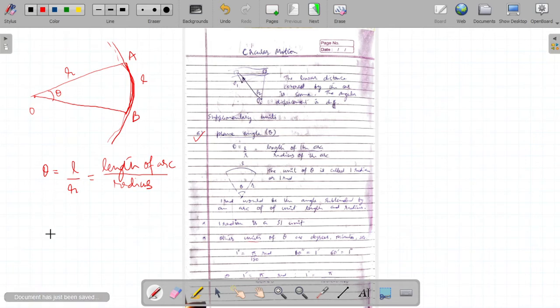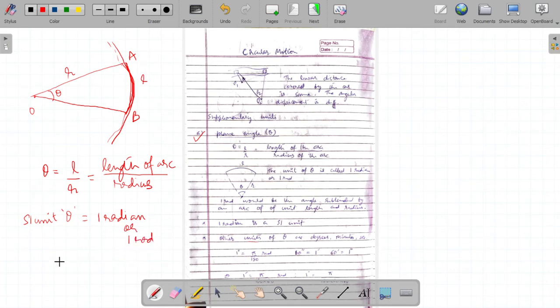Now let us move on. What is the unit of the angle theta? So there are multiple units for the angle theta. The SI unit, which we say for a plane angle, is 1 radian. It is written as 1 rad for short.